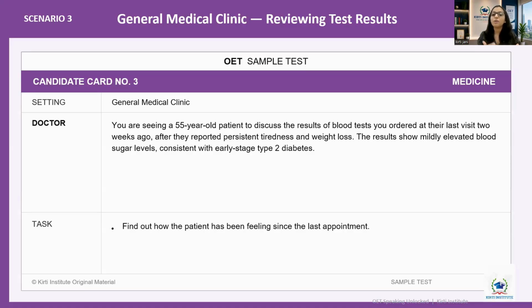Okay? Or how have you been feeling? Here it is about feeling, not managing. So how have you been feeling since the last appointment? Okay? So you may ask this question. This is how you may open the interview.